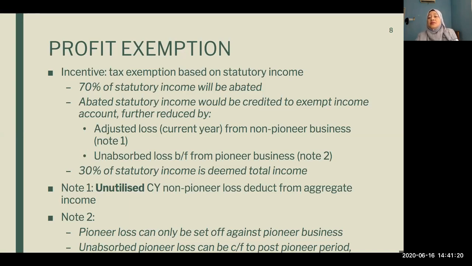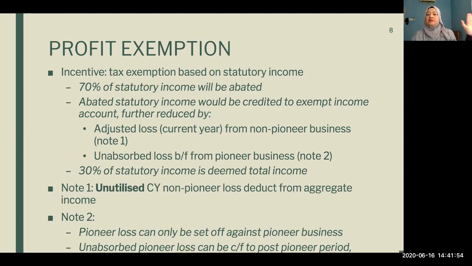How do you come to your statutory income? From your adjusted income plus balancing charge minus capital allowance, then you come to your statutory income. Once you have your statutory income, 70% is abated, then you only have to pay tax on your 30% of the pioneer income. So what do you mean by abated? Abated statutory income would be credited to exempt income. So you're going to put aside that 70%, and then you're going to put that into exempt income.